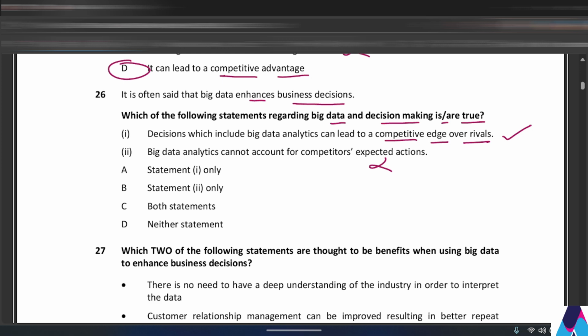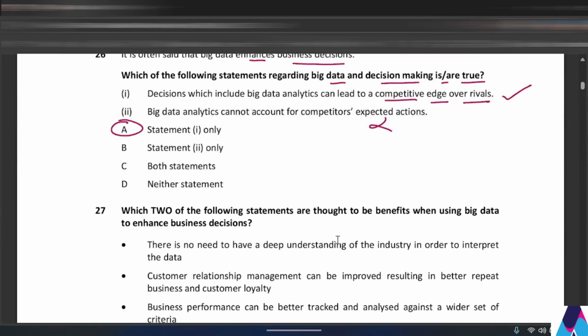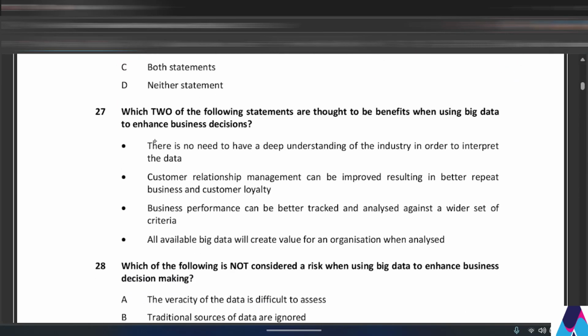So therefore, statement 1, which is part A, should be correct. Okay, got it? Because they ask us which one is correct and not wrong. So the one that is correct is statement 1, and therefore A is our answer. With that, question number 26 is done. Okay, now question number 27.